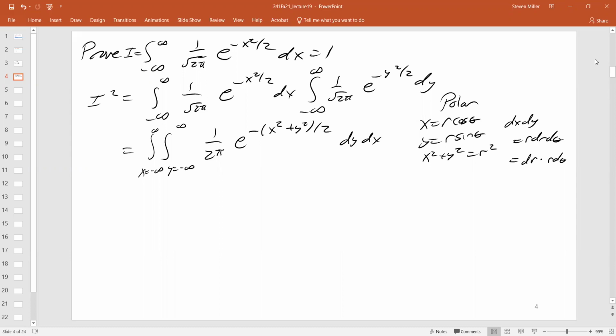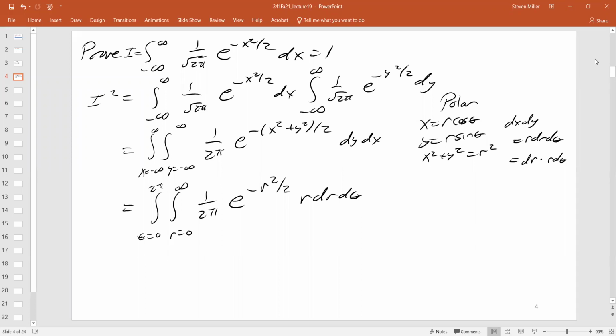So if I put this into polar coordinates, I now have the integral 1 over 2 pi e to the negative r squared over 2 r dr d theta. Theta goes from 0 to 2 pi. r goes from 0 to infinity. Well, the theta integral is not so bad because there's no theta dependence. So what does the theta integral give me? Just 2 pi, and I'm dividing by 2 pi.